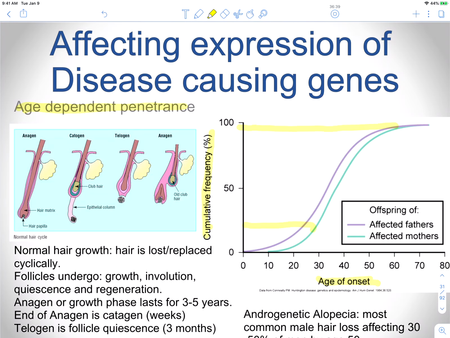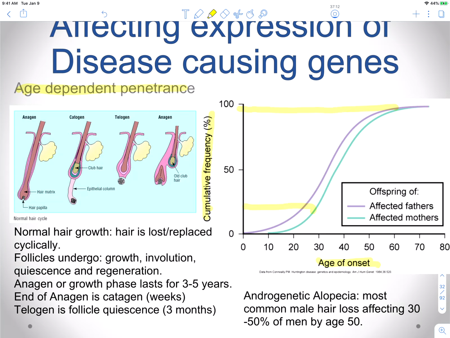And so the follicles are normally going to go through different stages of growth. Then they do involution, quiescence, regeneration. Anagen, or the growth phase, is going to last for 3 to 5 years for a hair follicle. And then it's going to move into the catagen, which is the end of its growth. And then it's going to move into telogen, where it becomes quiescent. And then after quiescence, you're going to have regeneration of new growth.